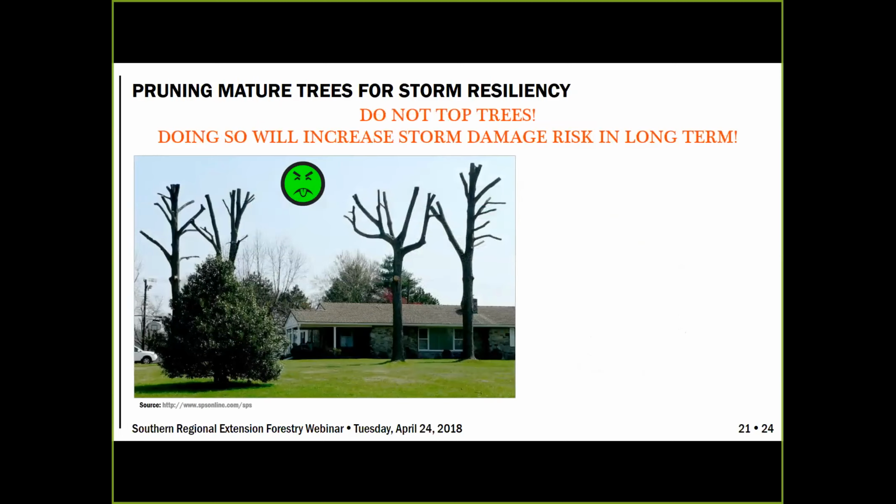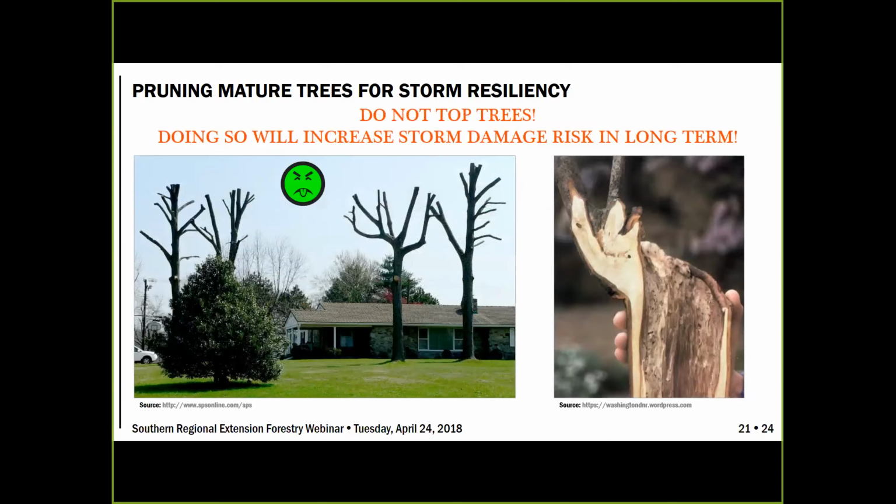Related to this is we do not top trees to make them more storm resilient. In fact, doing so will increase their long-term storm damage risk. And the reason for this is twofold. One is that these heading or internodal cuts that are made through the stems are very difficult for the tree to deal with through compartmentalization of decay. And as this cutaway shows, above the person's thumb there is where a heading cut was made in a topping operation. There has been extensive decay in the stem that was present at the time of topping.